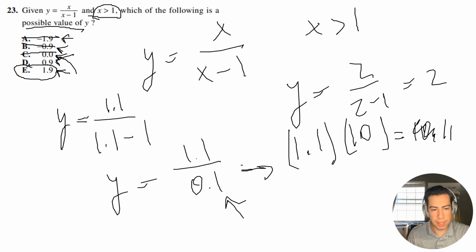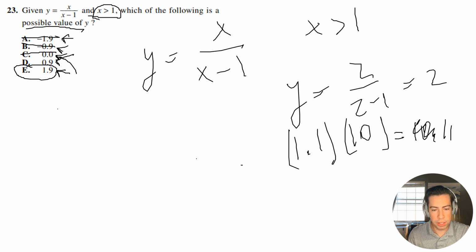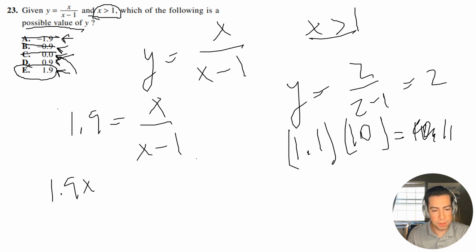All right, and I'm trying to think of one way that you could prove this. You could just go ahead and set y equal to 1.9 and then check if it works. So this is another way to do it. You could just say, okay, so if y equals 1.9, let's see if I'm able to get a value of x that's greater than 1 here. So what I would do is multiply both sides by x minus 1. So I would have 1.9x minus 1.9 equals x.